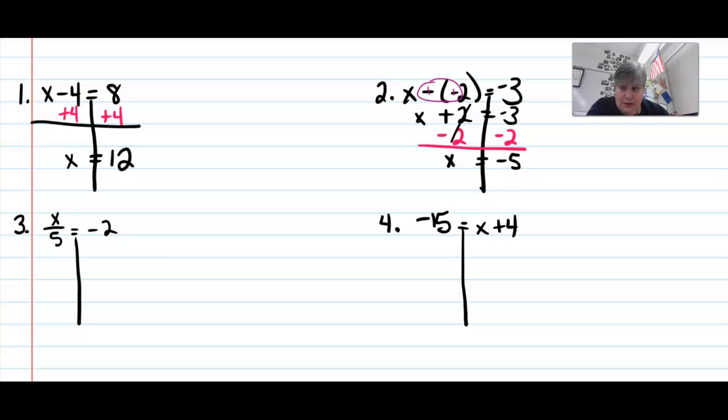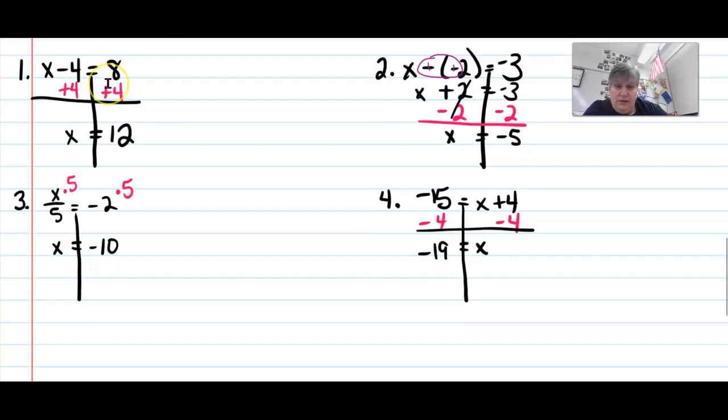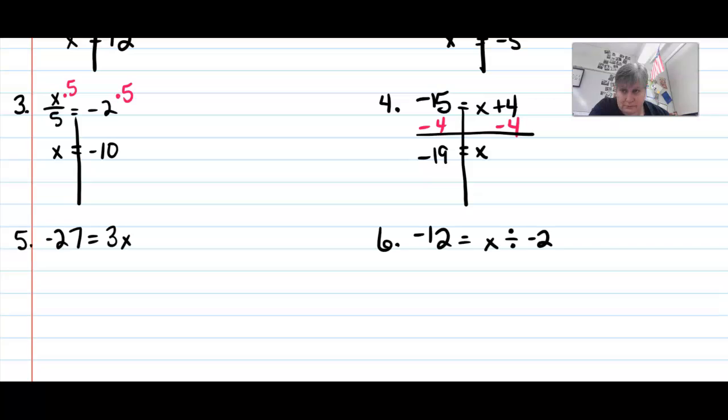All right, for number 3, you should have gotten rid of a divide by 5 by timesing by 5. And so you got X is negative 10. For 4, to get rid of a plus 4, you should minus 4. And so a negative 15 and a negative 4 is a negative 19. Okay? All right, let's do the last 2 problems. Copy down 5 and 6. Remember to draw your lines down. When you think you have it, press play so you can check your work.